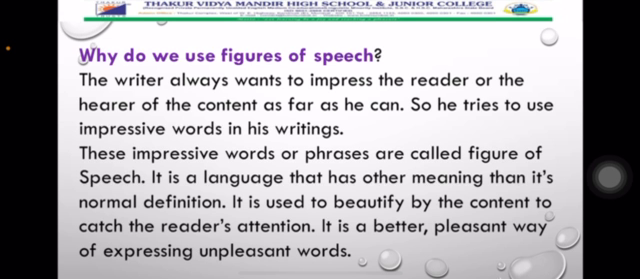For example, if I want to say to someone, don't tell a lie, sometimes it may sound unpleasant, but the same sentence can be expressed in another way. Instead of saying, don't tell a lie, I may tell, don't tell me a fairy tale, where it doesn't sound so unpleasant. That is why we use figures of speech in any language to beautify the language and to impress the readers.